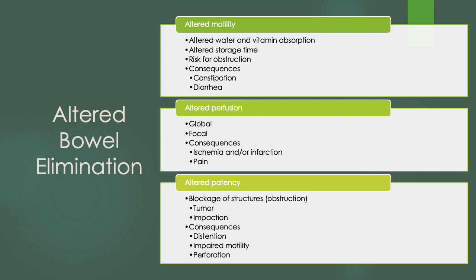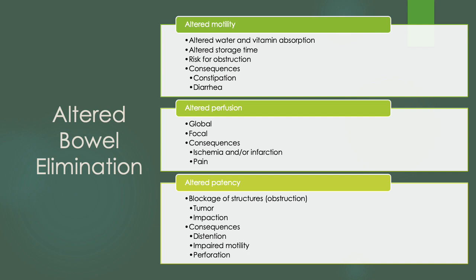So here are the concepts of altered bowel elimination, and as you can see, this actually mimics those of altered urinary elimination. We have altered motility, altered perfusion, altered patency. So the same concepts will apply; instead of talking about the bladder, we're talking about the GI tract. So you do have altered motility in the GI tract, which would cause issues in your water and vitamin absorption. This could cause issues with your fluid electrolyte balance, and it also causes alterations in the storage time by which the bowel contents need to process.